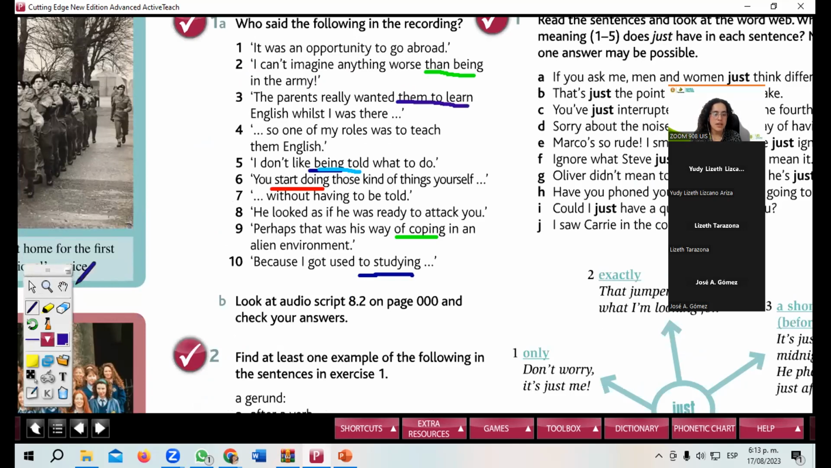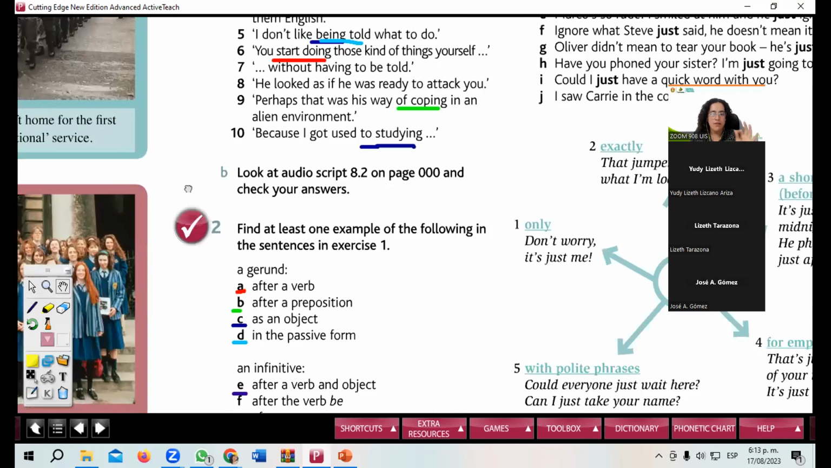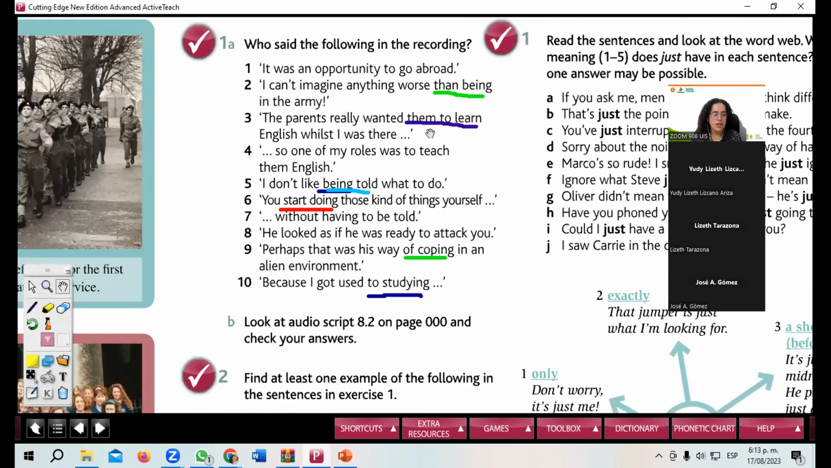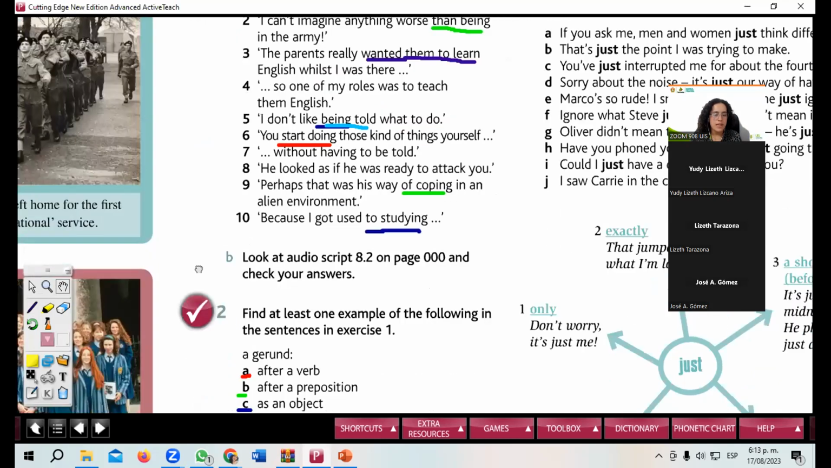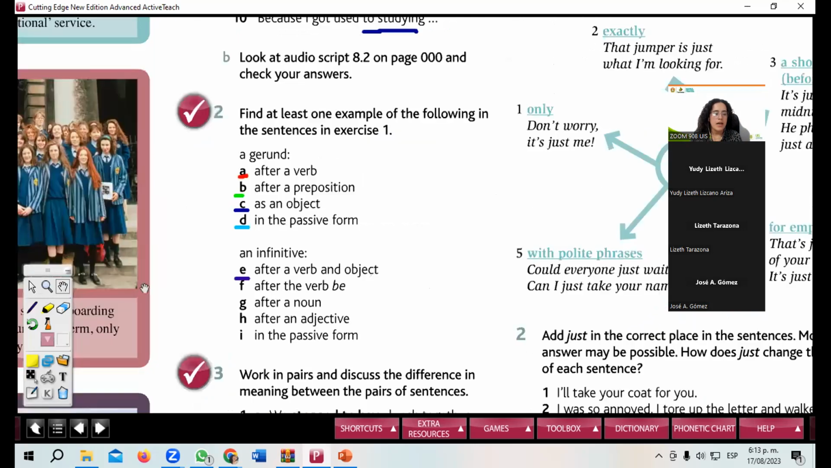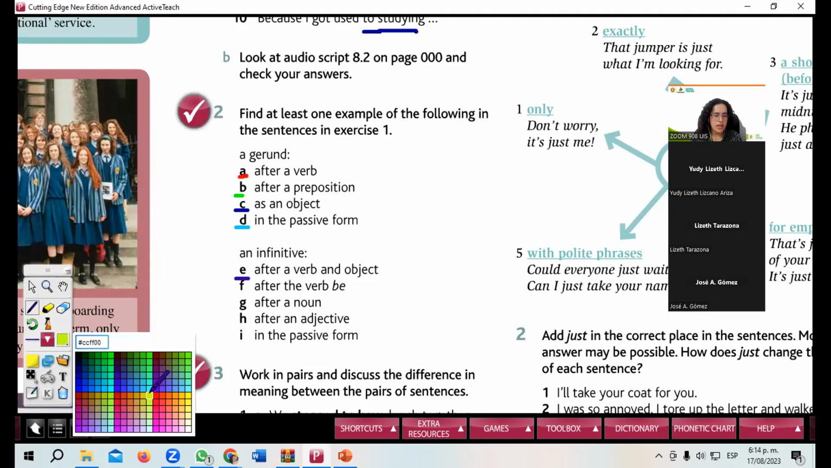So it is here after a verb and an object. Wanted who? Wanted them to learn, okay? This is the answer for letter E. Okay, another color. Let's use color yellow.